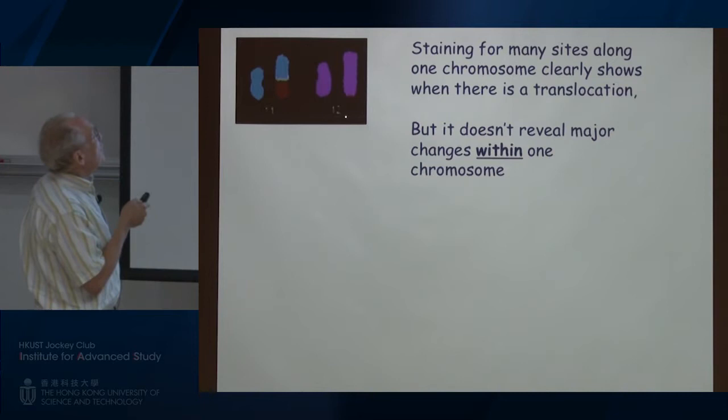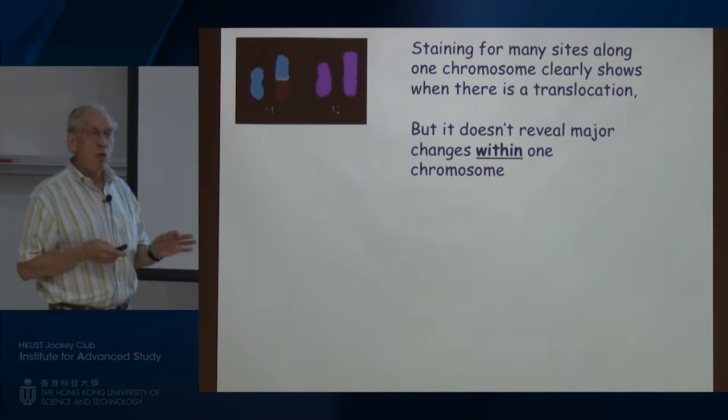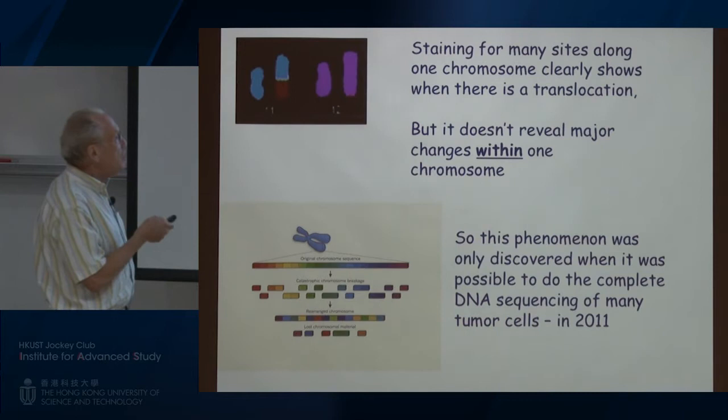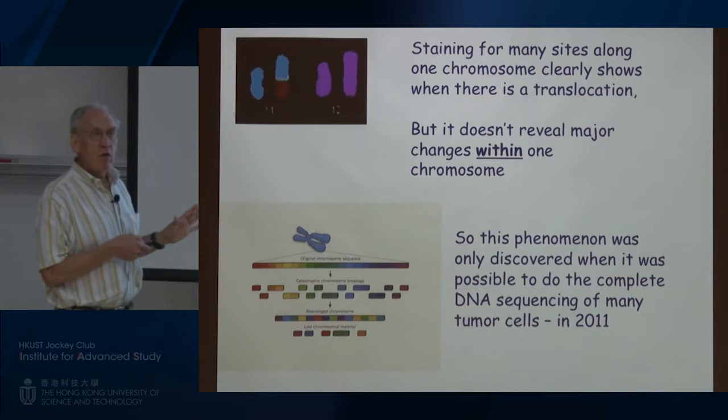Why didn't we know this happened? Because the staining will show you a translocation, but if there are lots of rearrangements of this chromosome, you won't see them because they're all purple. Okay, so it was only when there was deep, deep sequencing, where you could really get the sequence in high coverage of individual chromosomes, could you see that this had happened. And Peter Campbell's lab was the first to find this, did not publish this until 2011. So we're talking about something we just didn't know about until a couple of years ago.